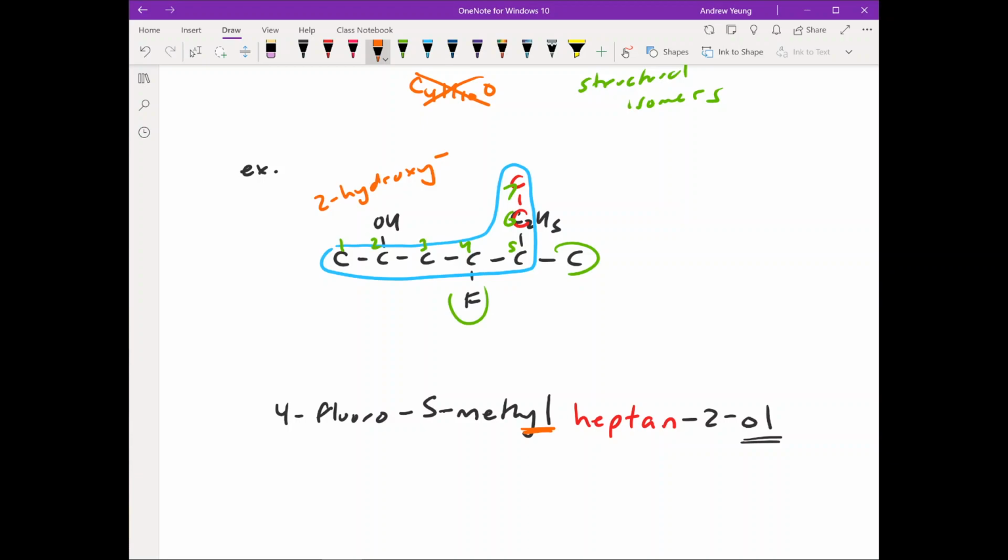Okay. So your practice sheet here will have a few alcohols for you to go through. Look through some structures and get the word name, look through some word names and see if you can draw the structure.